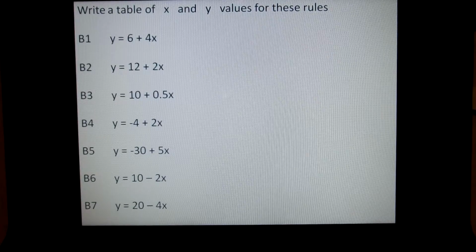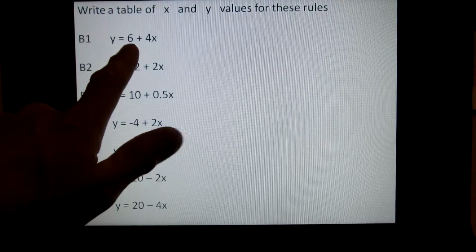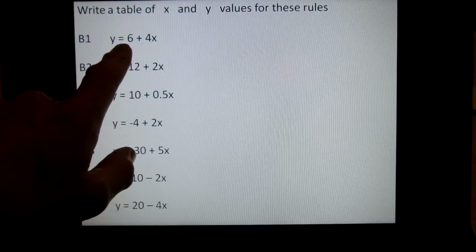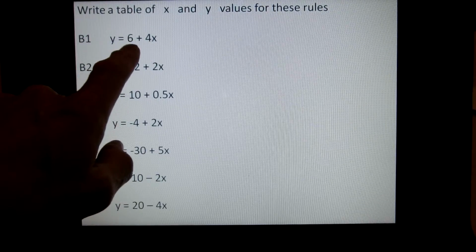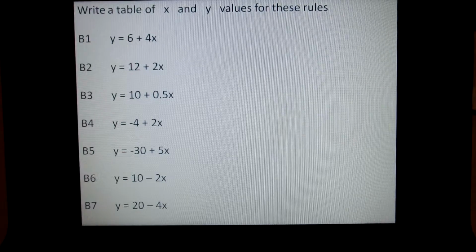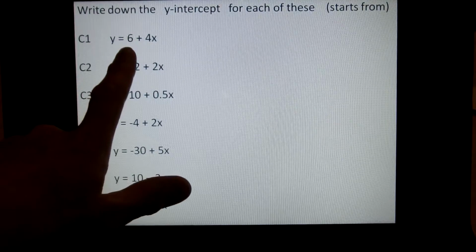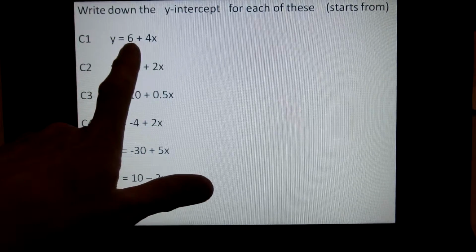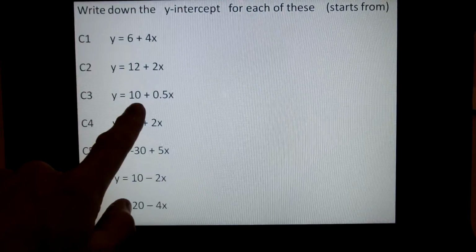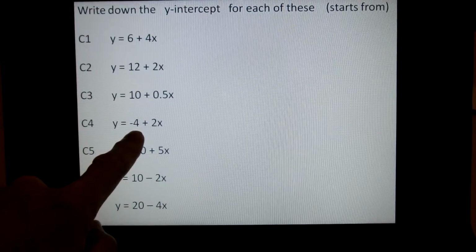If you had to do a table of values for this rule, y would start at 6 and go up in steps of 4. So the y values would go 6, 10, 14, 18 and so on. Okay. With this one here, what's the y-intercept? Where does the graph start from? It starts from 6. This one would start from 12. This one would start from 10. This one would start from -4.